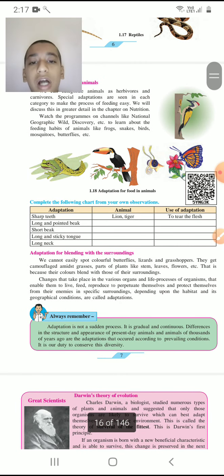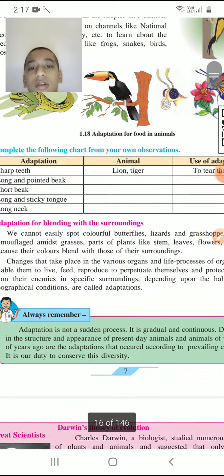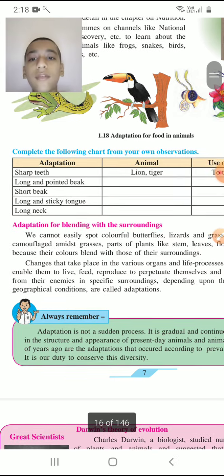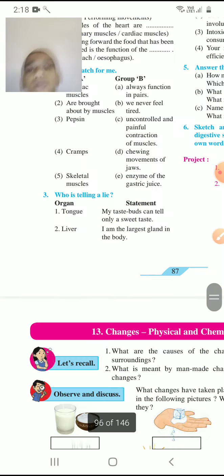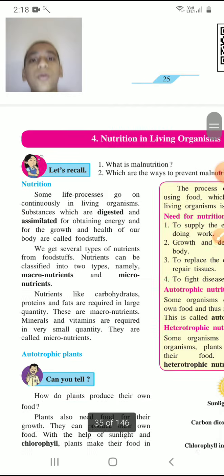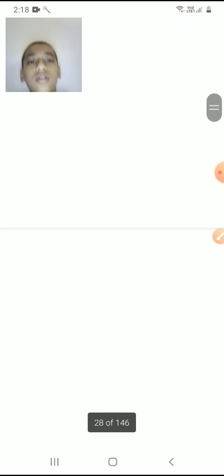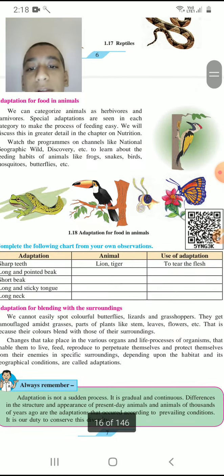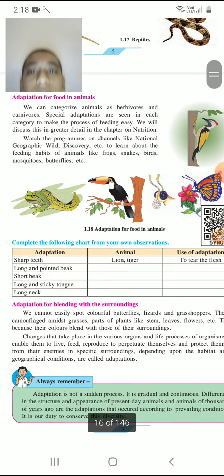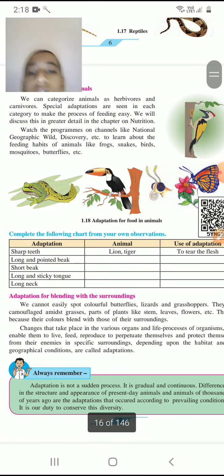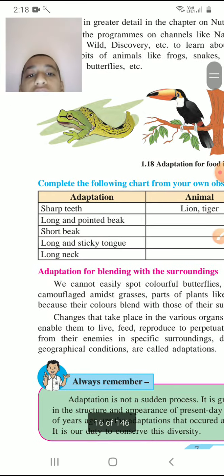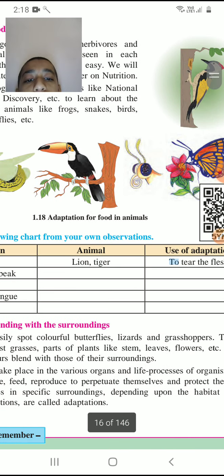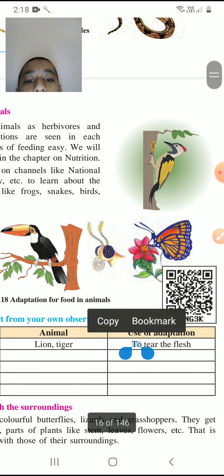Complete the following chart from your own observation. So you have to do this, students. You have to do this chart compulsorily in the textbook because this is general knowledge. See, sharp teeth. Which animal has sharp teeth? Lion, tiger. And what helps them? The sharp teeth tear the flesh.